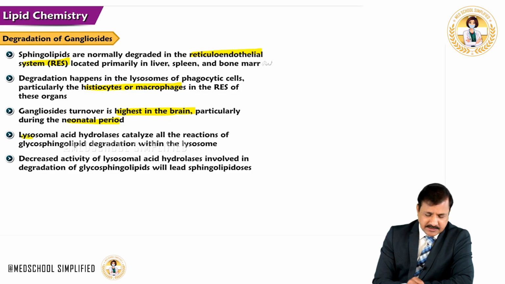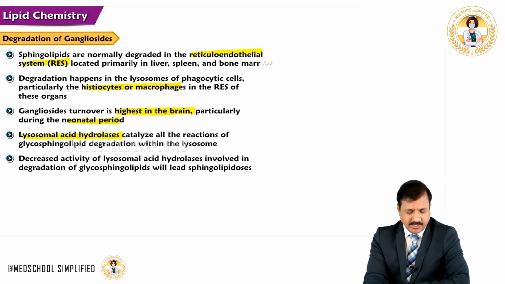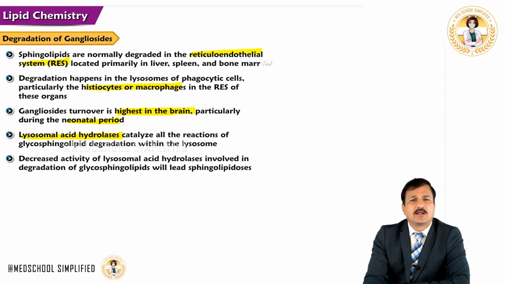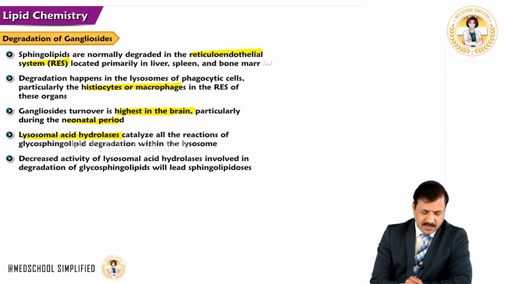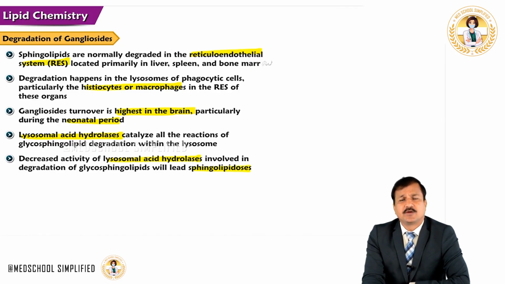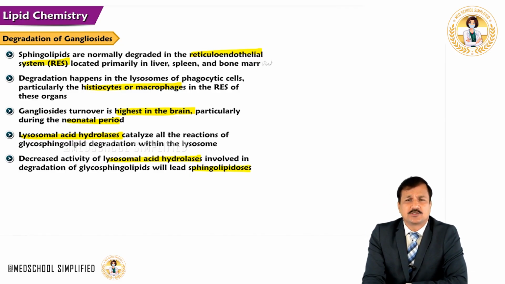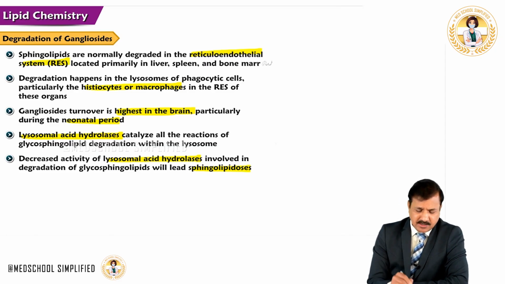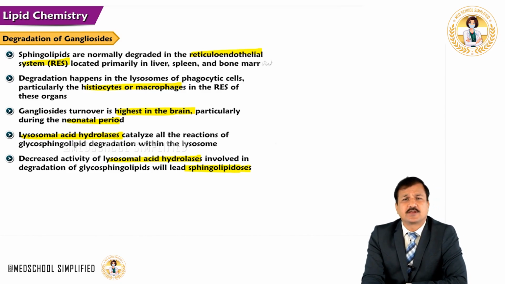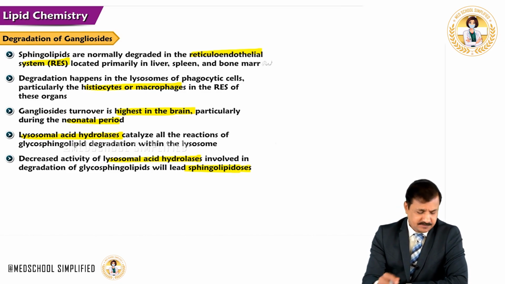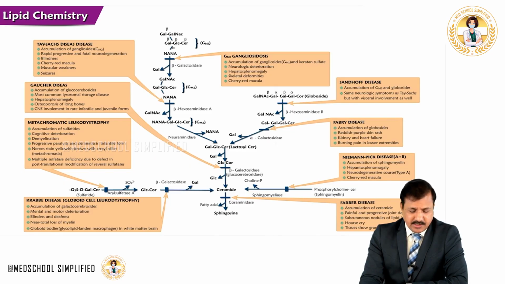Alright, the lysosomal acid hydrolases catalyze all the reactions involved in glycosphingolipid degradation within the lysosome, and decreased activity of these lysosomal acid hydrolases will lead to accumulation of partially degraded glycosphingolipids in the lysosomes of different tissues, and that group of disorders we refer to as Sphingolipidosis. Now let me explain again with the degradation pathway.